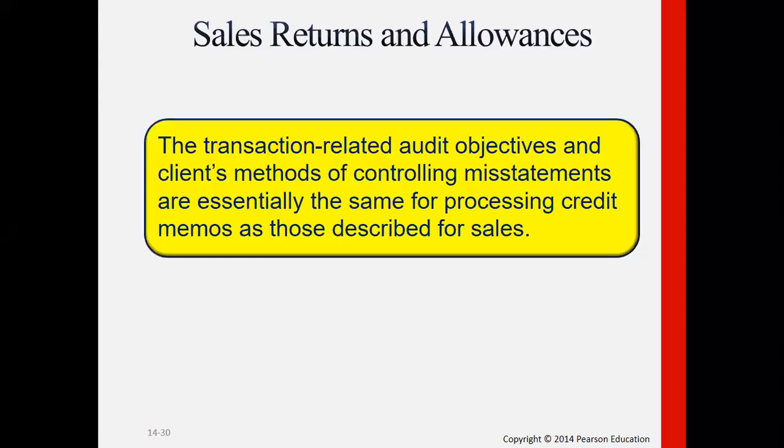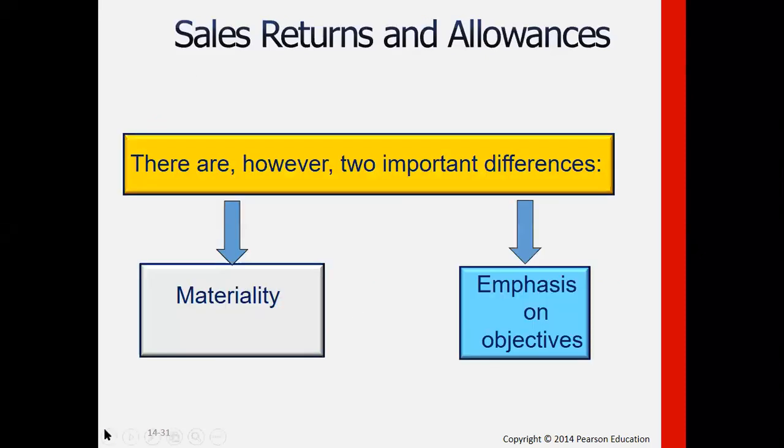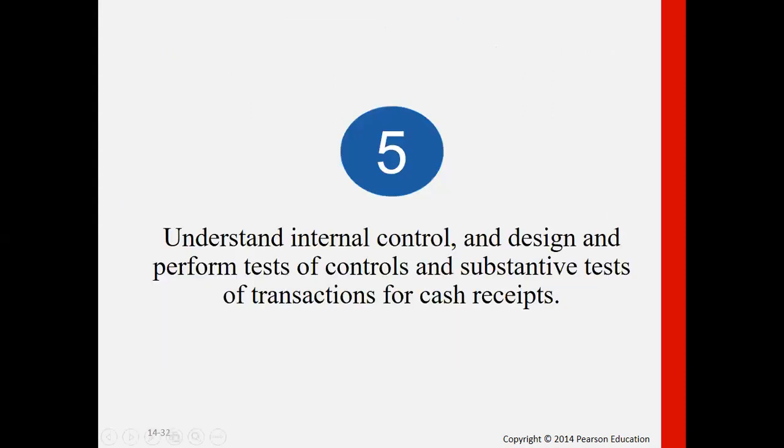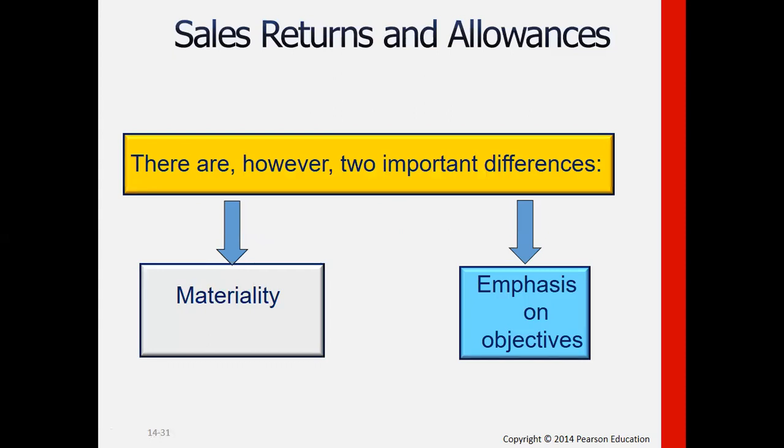So in other words, whatever has been discussed will be applied also to SR and A. The transaction-related audit objectives and the client's methods of controlling misstatements are essentially the same for processing these credit memos, which would result to SR&A and as of that of sales. However, there are two differences based on materiality, which is a combination of quantitative and qualitative factors, so both in numbers and in words, and emphasis on objectives. So those are the two differences.